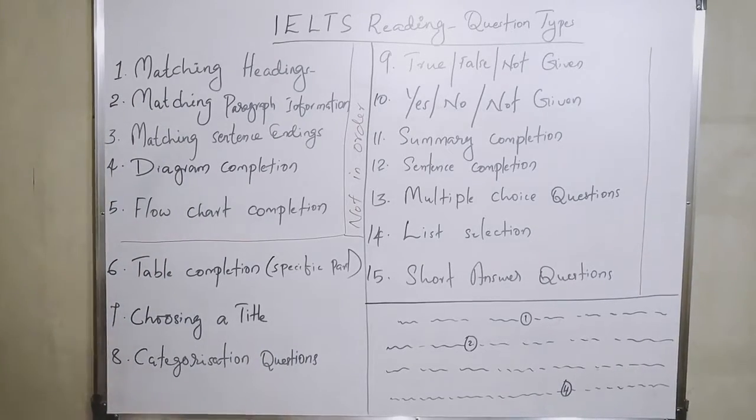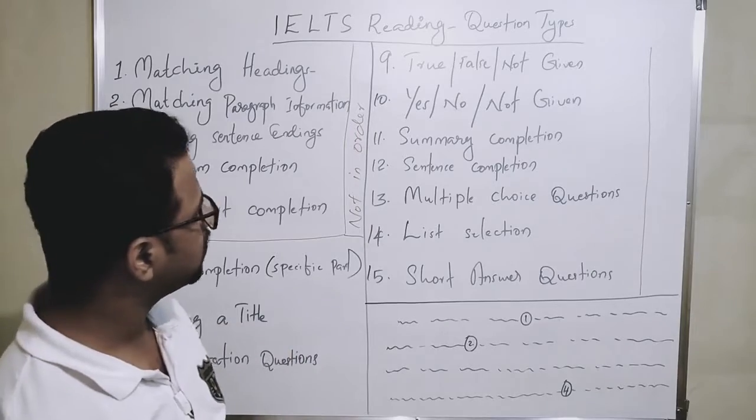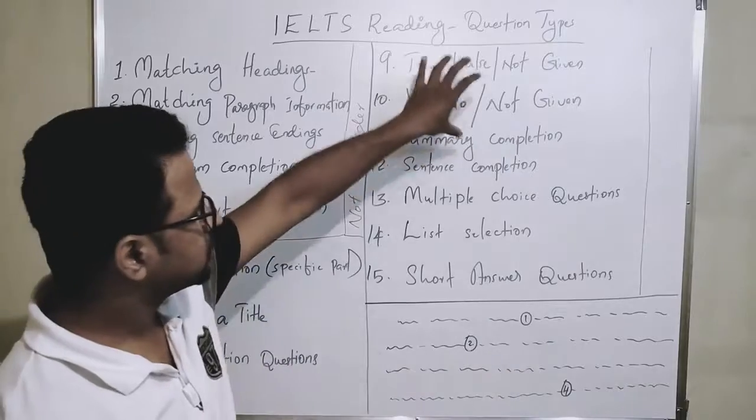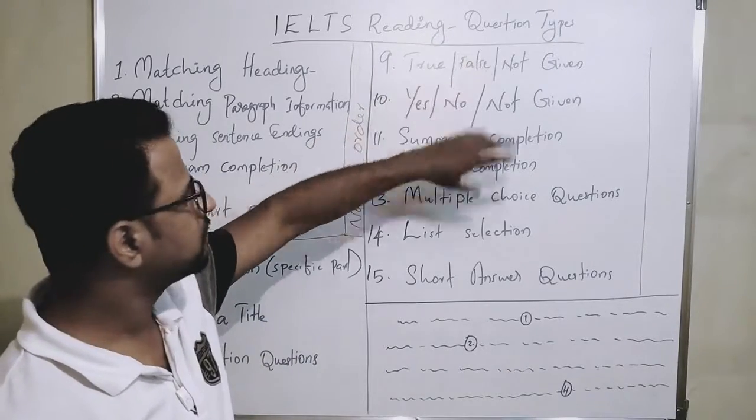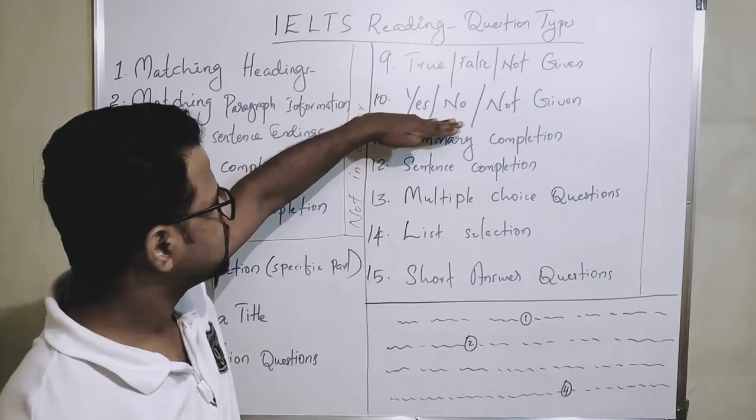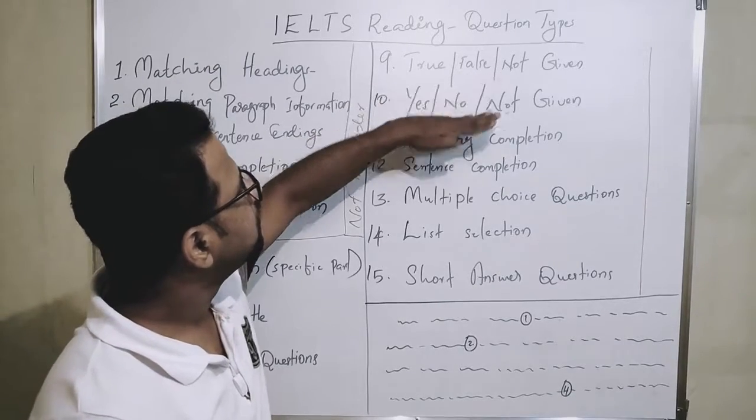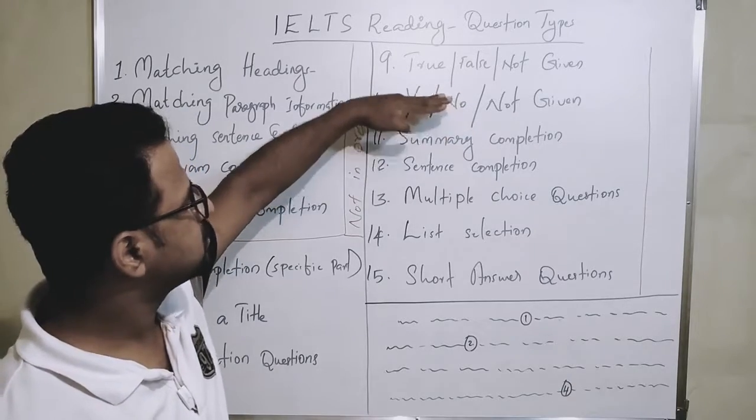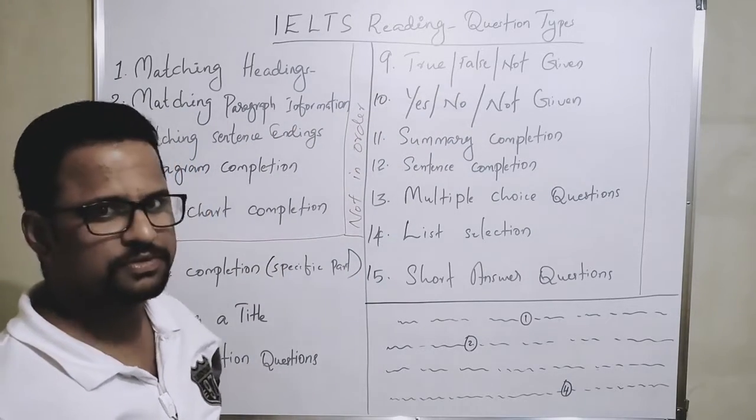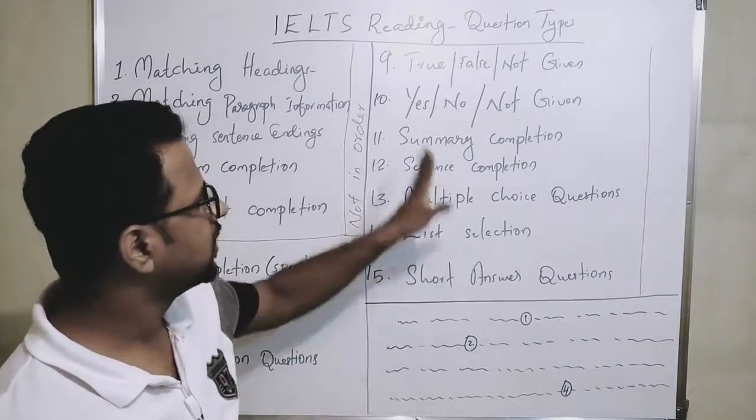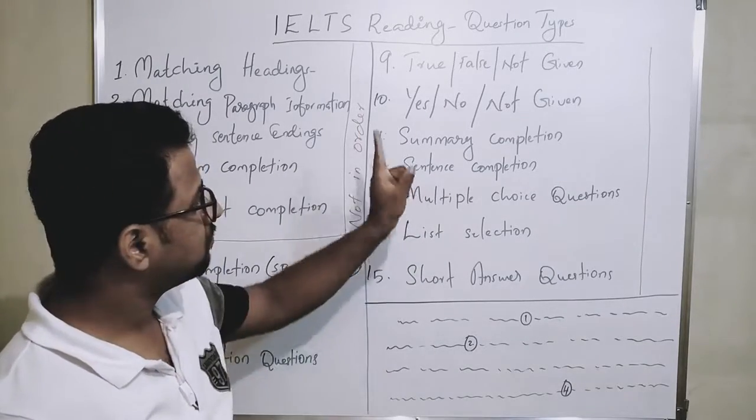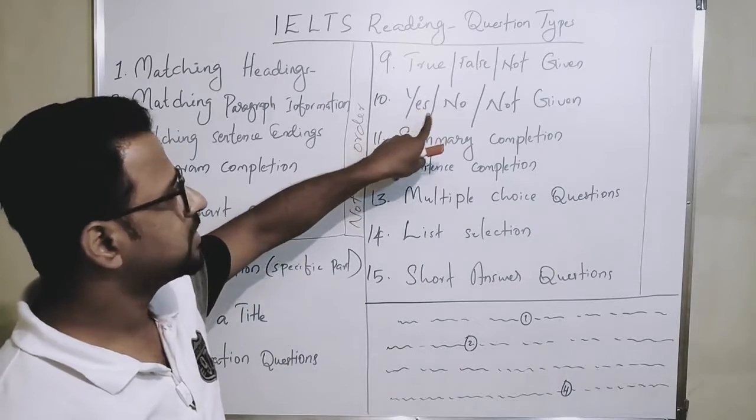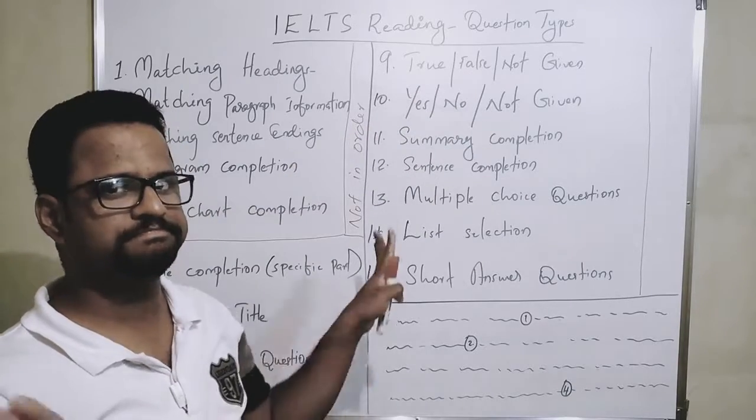Now there are 8 types of questions, and going to the 9th one, true or false or not given, and then yes or no or not given. These are similar kinds of questions, but you can't write true for yes or no questions and then no for true or false questions. That means once the question asks you to state whether true, false or not given, you have to write true or false. You can't write yes or no for that. And most of the time, many people miss that. They just write yes or no for true or false and then it's gone.